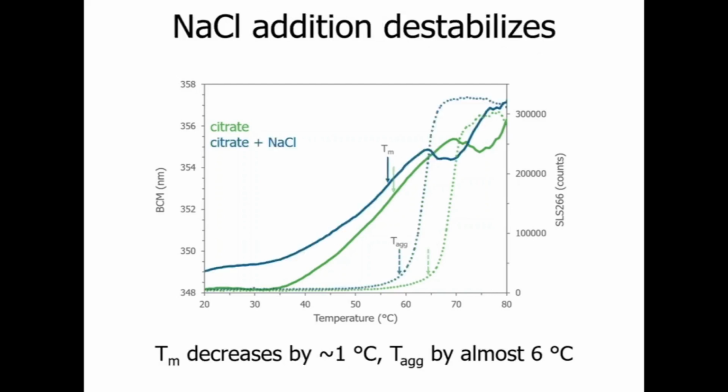Well, one thing people oftentimes use as a first influencer of stability is varying the salt concentration. So if we exchange our sample, our ADC, into a sodium chloride containing citrate buffer, we see actually that the melting temperature decreases by 1 degree, the aggregation temperature decreases by almost 6 degrees. So this is not exactly what we would call a stabilization.